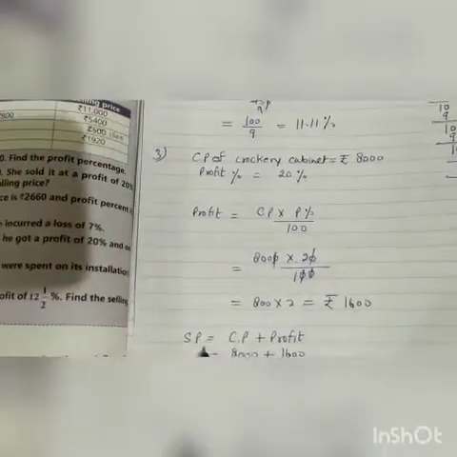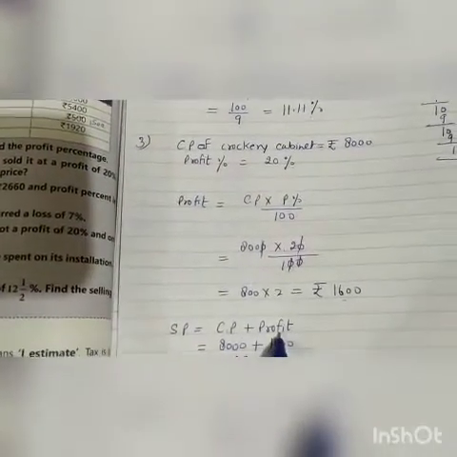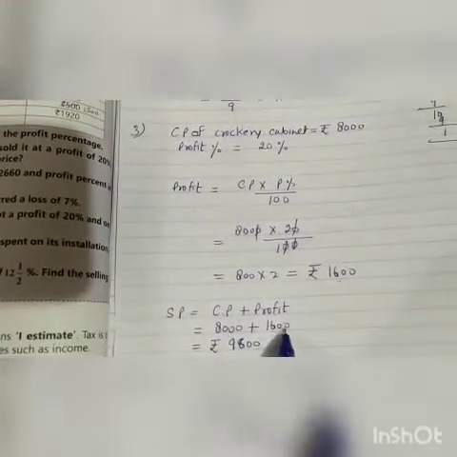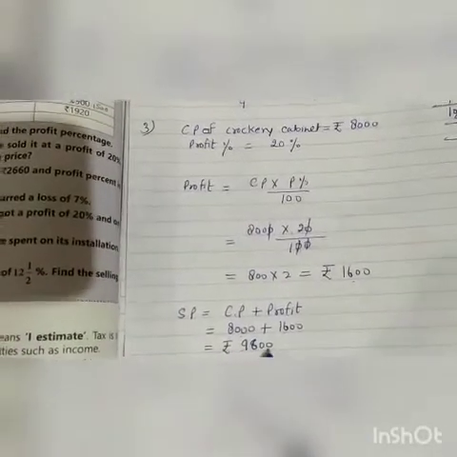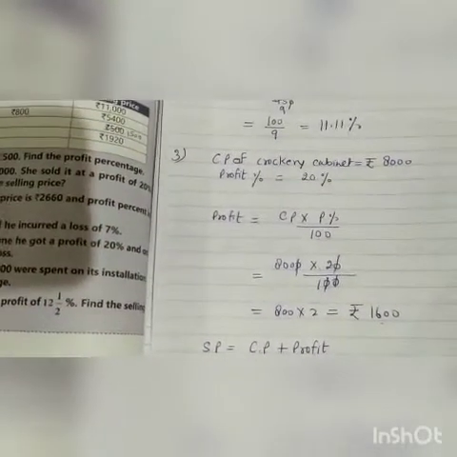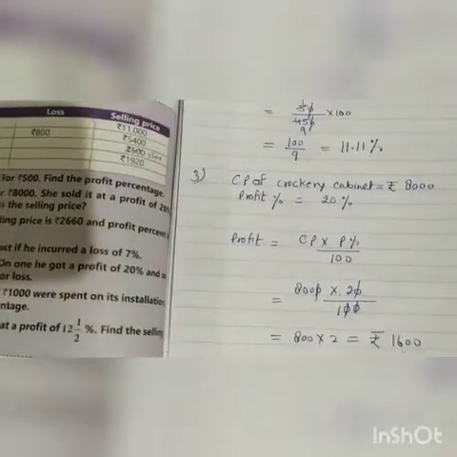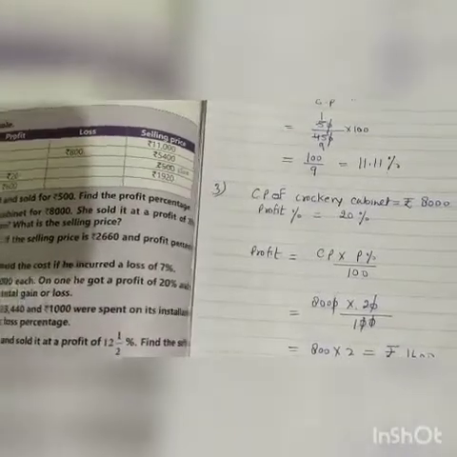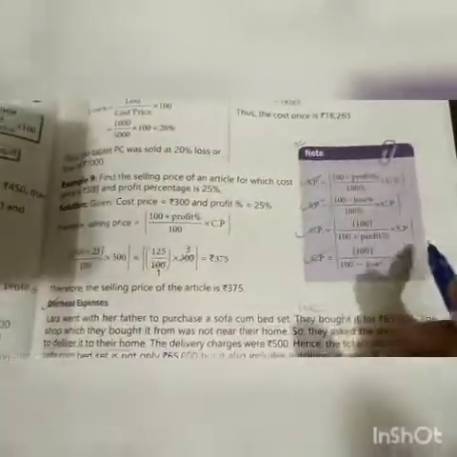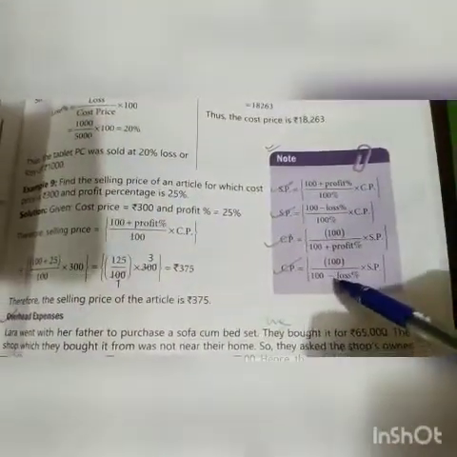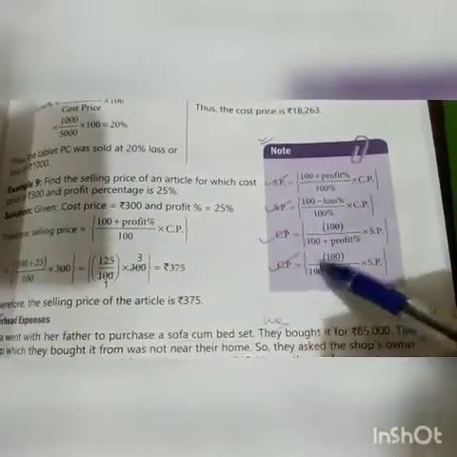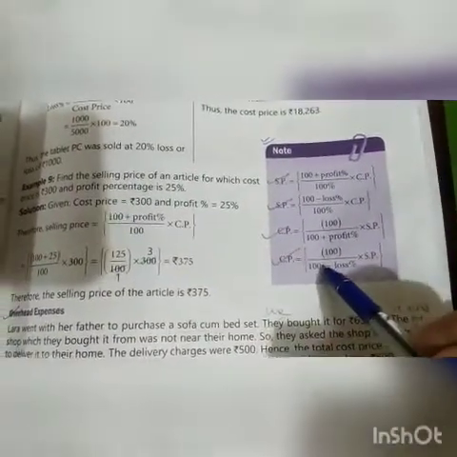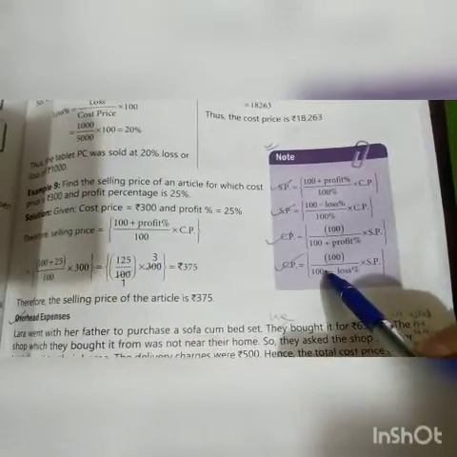Then selling price is equal to cost price plus profit. 8,000 plus 1600, it is 9,600. So the selling price of the crockery cabinet is 9,600. Students, we can also find the selling price directly using these formulas. You have to write all these 4 formulas in the notebook before starting the second question.